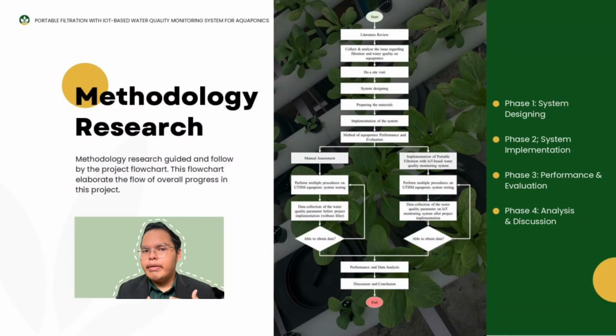So we go to the research methodology. The methodology is guided and followed by the project flowchart. This flowchart elaborates the flow of the overall progress in this project. First, the literature review, site visit, system designing, preparing the material, and implementation. I have divided it by phase. The first phase is system designing. The second phase is system implementation. The third phase is performance and evaluation. And the fourth phase is analysis and discussion. In FYP1, I have done up to phase 1, which is the system design.